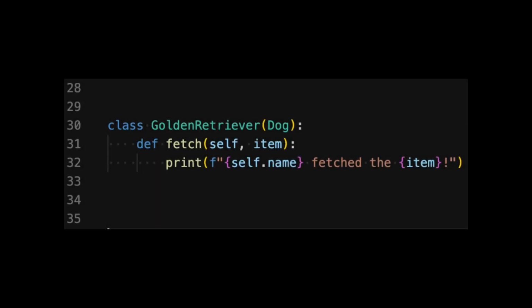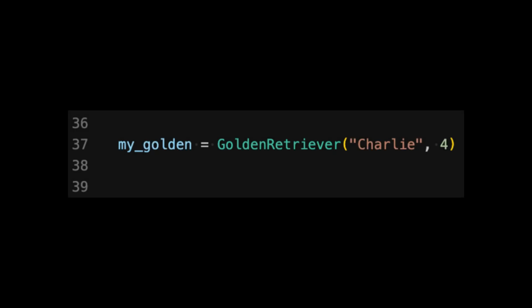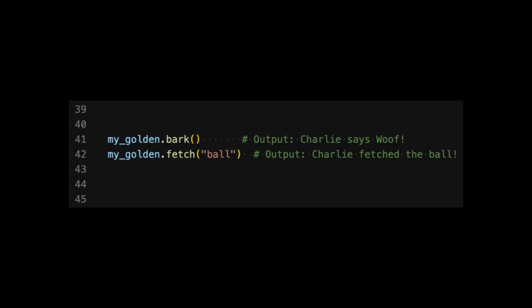Let's create a new class called GoldenRetriever that inherits from the dog class. Our GoldenRetriever class now has all the attributes and methods of the dog class plus a new fetch method. Let's create a GoldenRetriever object. We can call the bark, birthday, and fetch methods on our GoldenRetriever object.